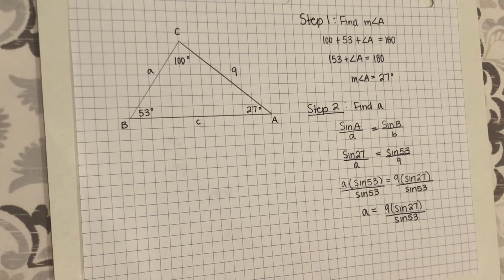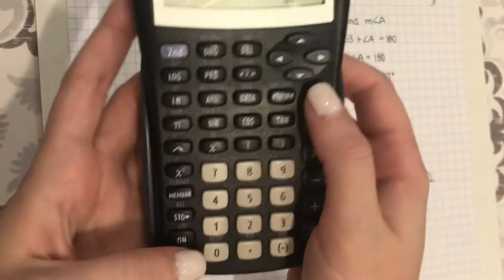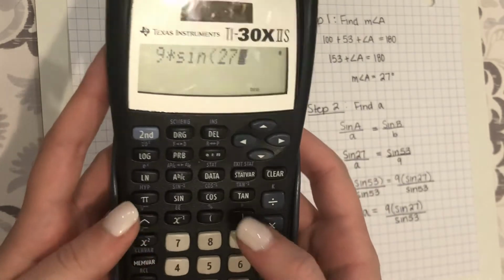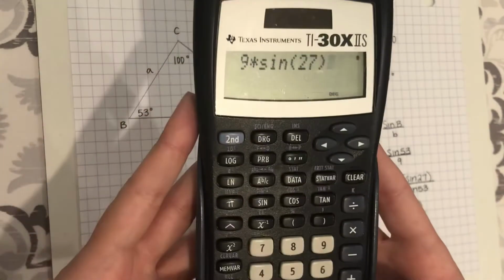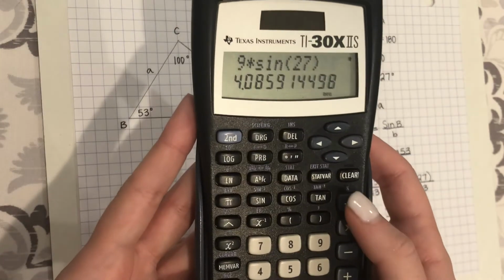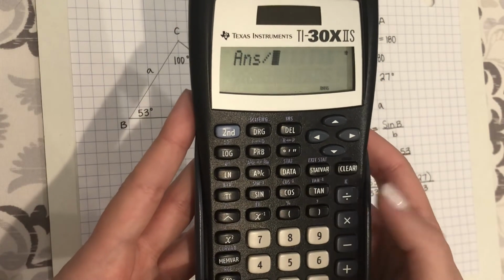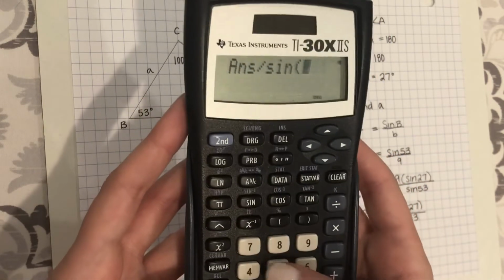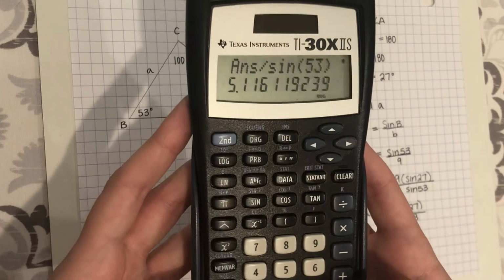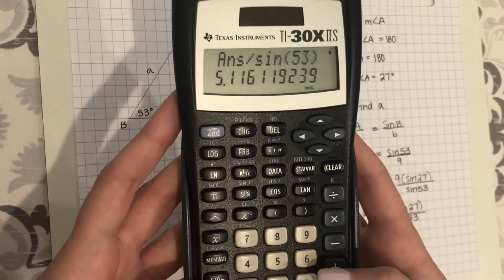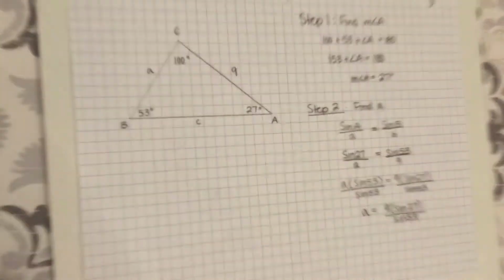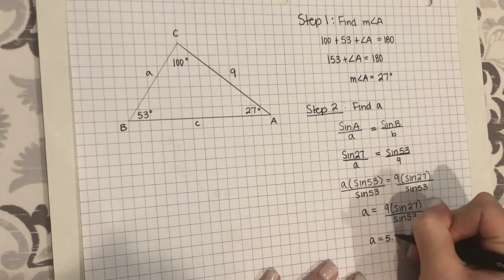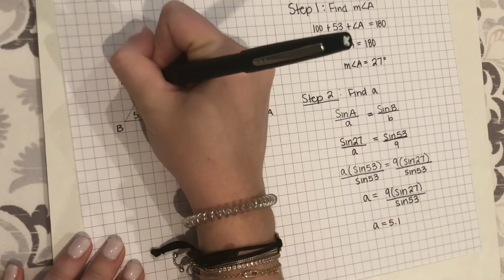There are a few different ways you can put this in your calculator. I'm going to try to show you the easiest way. So 9 times the sine of 27. I'm going to hit enter, and I'm going to get that number. Then I'm not going to hit anything else. I'm going to hit my division sign, so it's the answer divided by the sine of 53. And you'll get 5.116, just round it to the nearest tenth, so you get 5.1. So A equals 5.1, and you can label your triangle if you want.